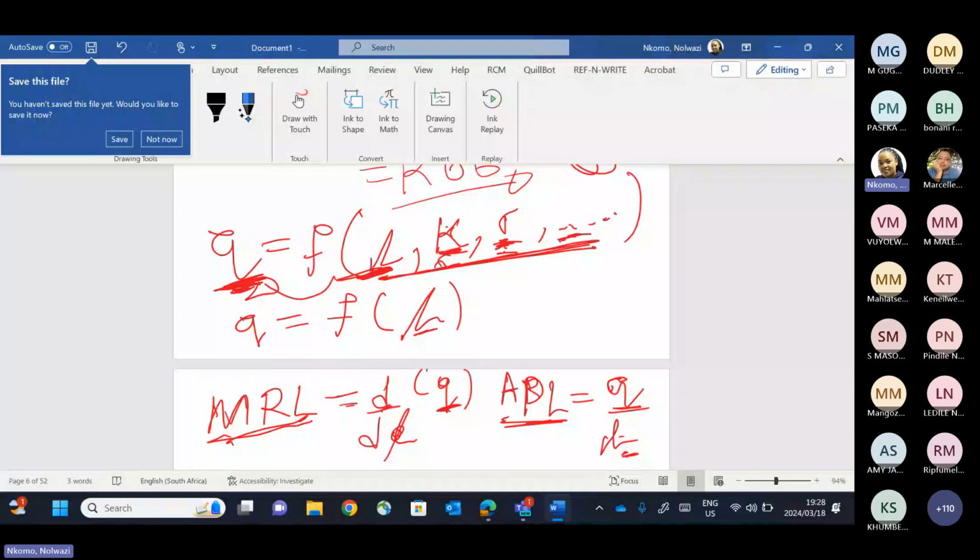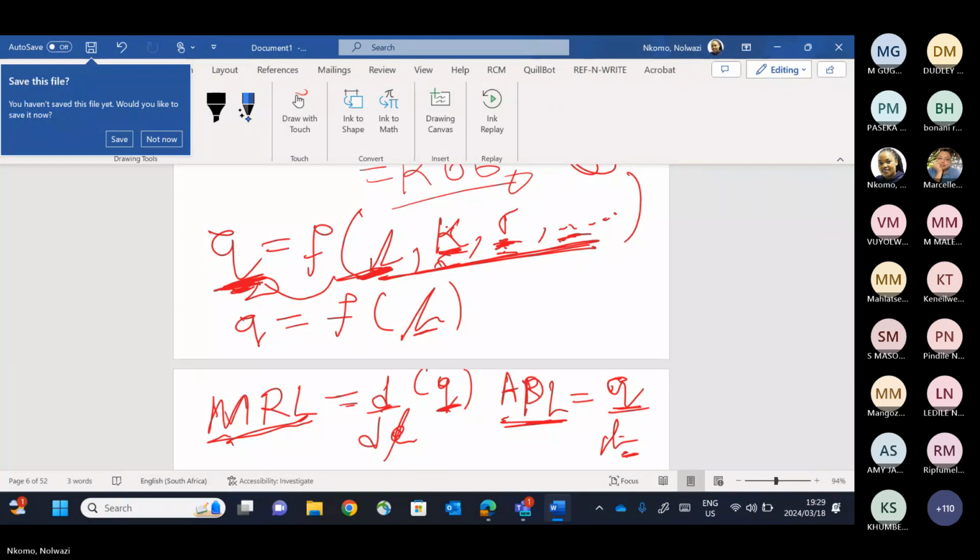Then we have the average production of labor, and that tells us the amount of output each worker can produce, and the marginal production of labor helps us find the output that can result if a company hires one more worker. Then after hiring that one more worker, the average production of labor can tell us the amount of output after hiring that one more worker.